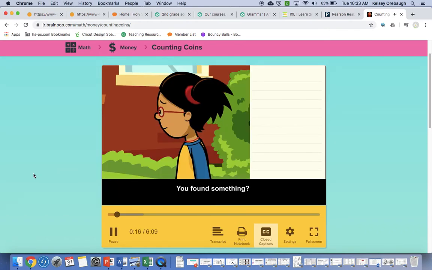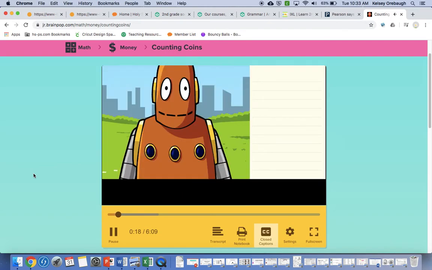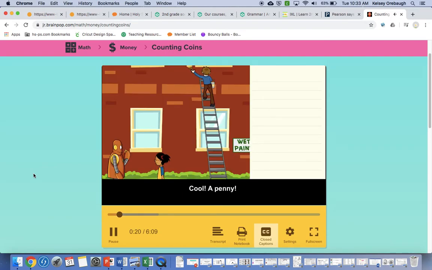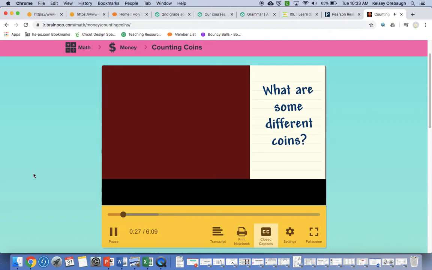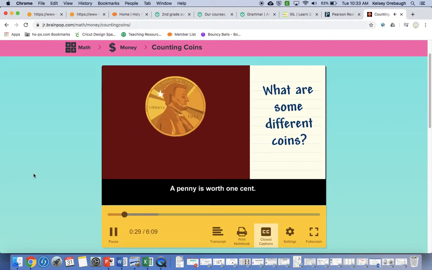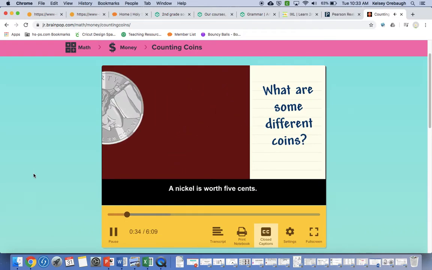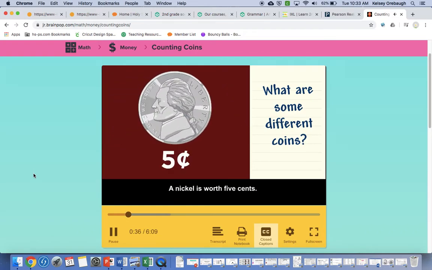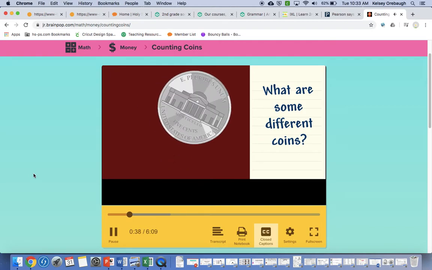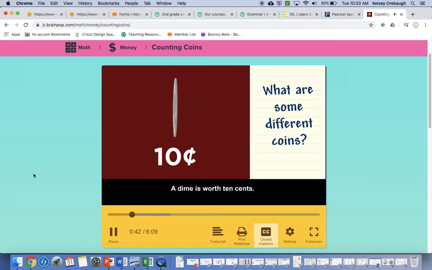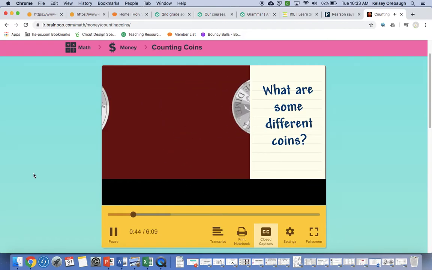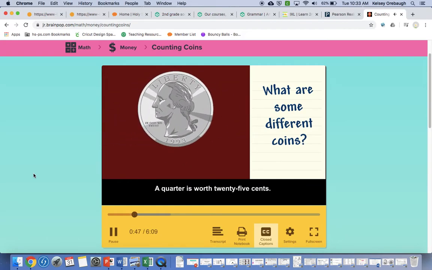You found something? What is it? Cool, a penny. What are some different coins? A penny is worth 1 cent. A nickel is worth 5 cents. A dime is worth 10 cents. A quarter is worth 25 cents.